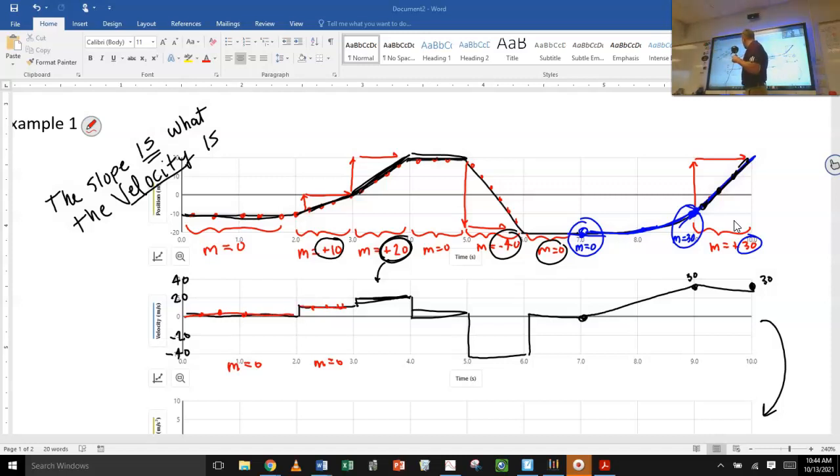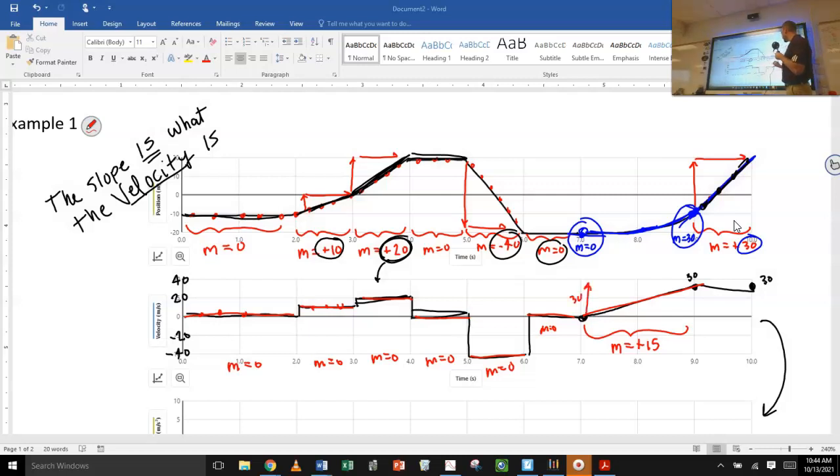I'm going at a constant speed. There's no acceleration. I'm also going at a constant speed. There's no acceleration. Constant speed, no acceleration. Standing still. Constant speed, no acceleration. Constant speed, no acceleration. Here I actually have acceleration. My slope through this section right here, I go up 30 over 2. The slope is a positive 15 meters per second per second.